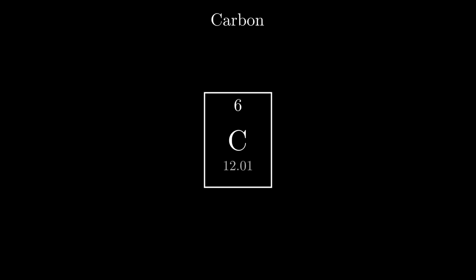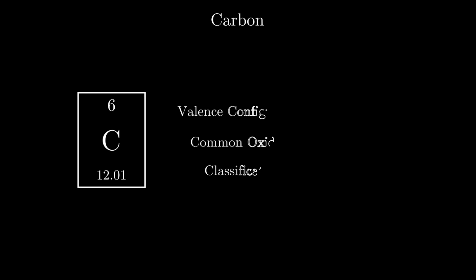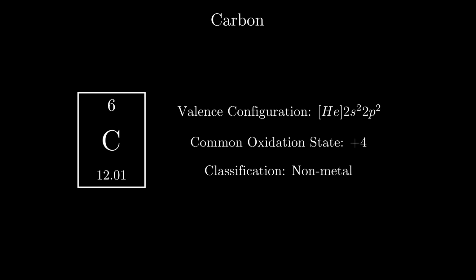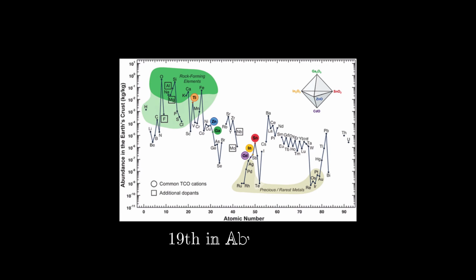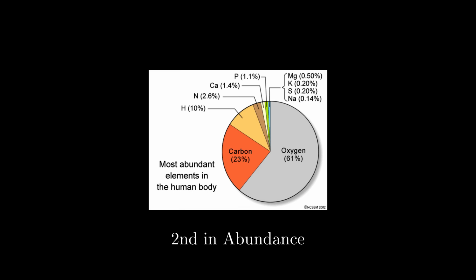Carbon, element number 6 with an atomic mass of 12.01 AMU. It has a valence configuration of 2s2 2p2, normally taking on an oxidation state of +4. It is the only nonmetal in the group and has many allotropes with varying properties. Carbon is 19th in terms of abundance in the Earth's crust, but ranks second in terms of abundance in the human body, after oxygen. We shall take a look at three of carbon's major allotropes.